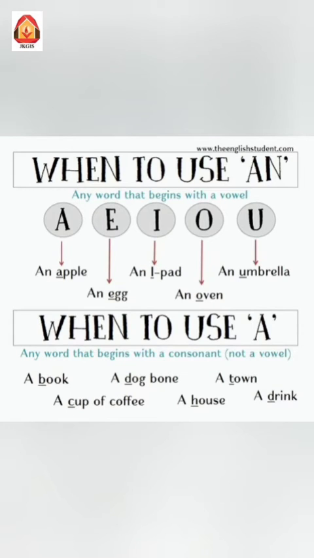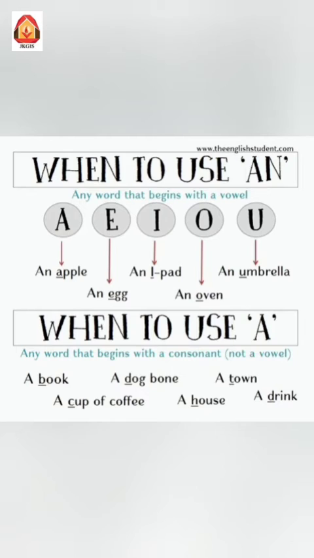So students, let's see more examples. You can see here are some words which are starting with vowels. So we have used an before those words because those are starting with vowels, like an apple, an egg, an iPad, an oven, an umbrella. You can see these all are starting with vowels. Okay, so the first thing we have to understand is that we will put an if the word is starting with a vowel.